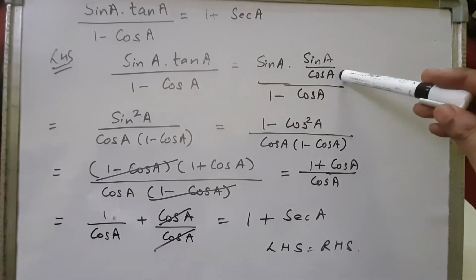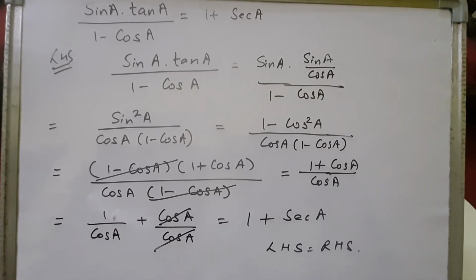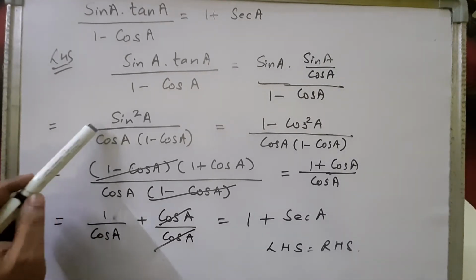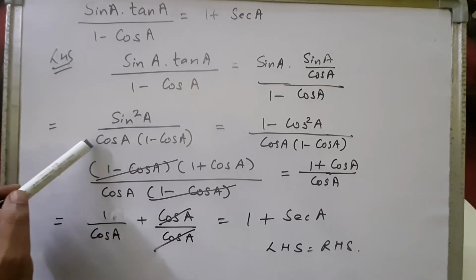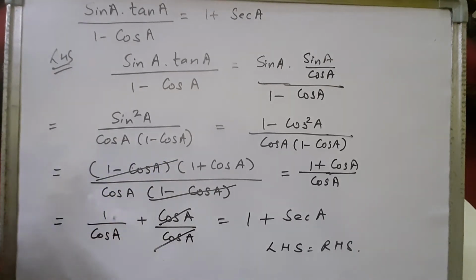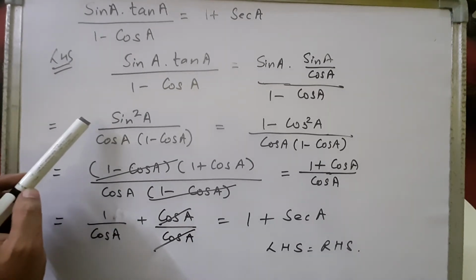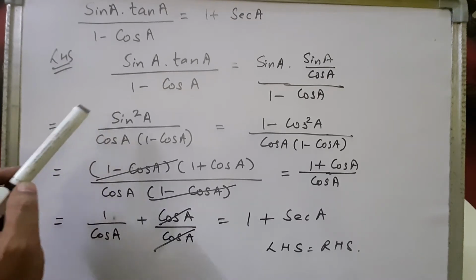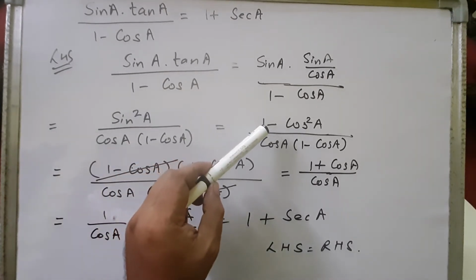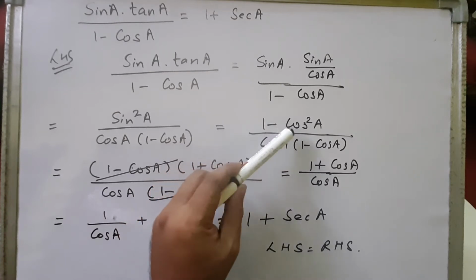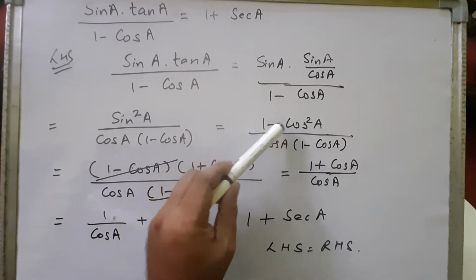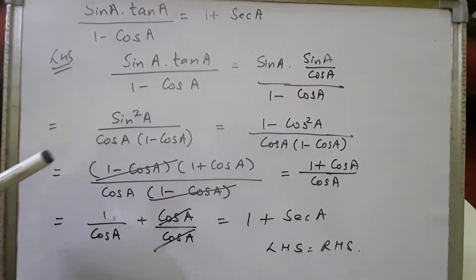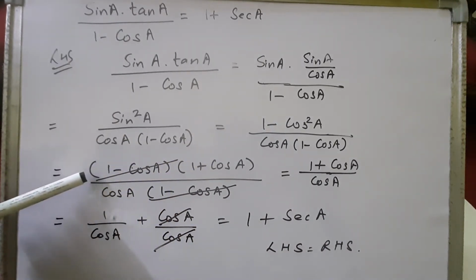Now what we'll do, this cos A will come in the denominator. So sin A into sin A will be sin square A. Alright children. And when cos A comes in the denominator, we get cos A into 1 minus cos A. Sin square A, when we convert into cos, can be written as 1 minus cos square A. Alright children. Now you can see that in the numerator 1 minus cos square A. This is A square minus B square. So when we apply difference of square formula, we can write 1 minus cos square A as 1 minus cos A into 1 plus cos A.